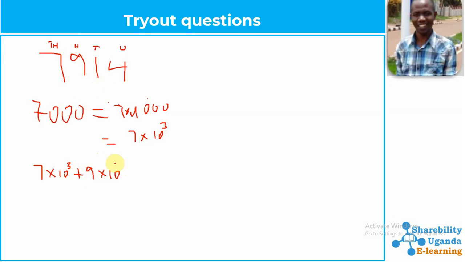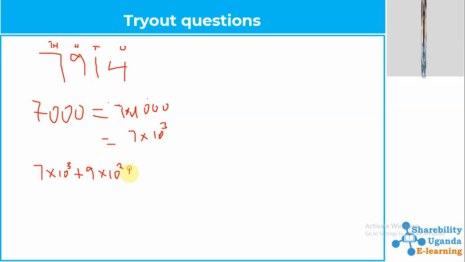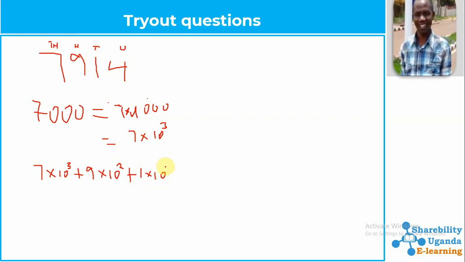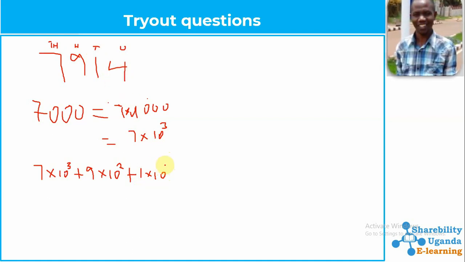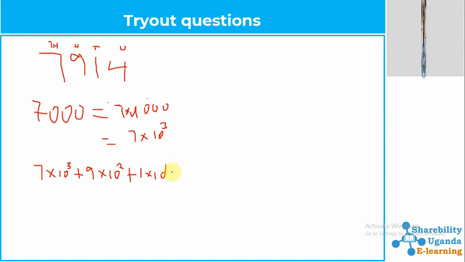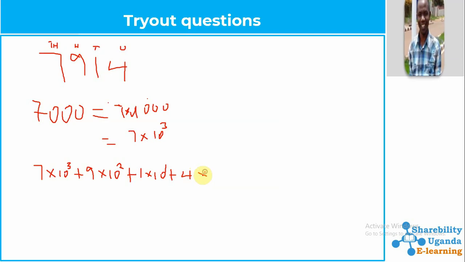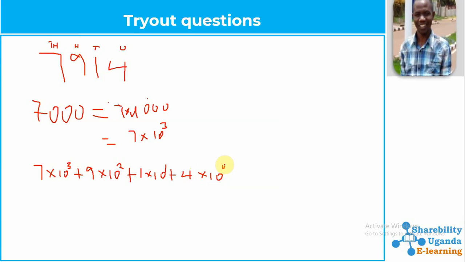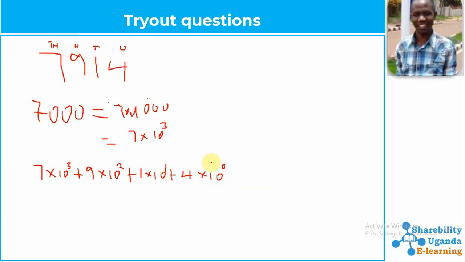Then how should we get the power? Say 1, 2. Then you add our 1. You multiply it also by 10. How many are remaining? 1. This is our 1, which is in tens. But we are remaining with only 1, which is 10 to the power 1. Then plus our 4 times our 10 to the power 0, because there is none which is remaining.